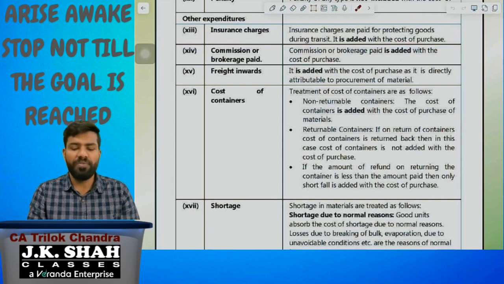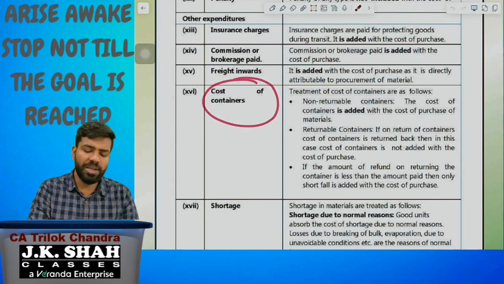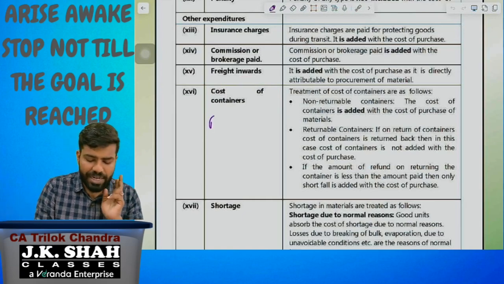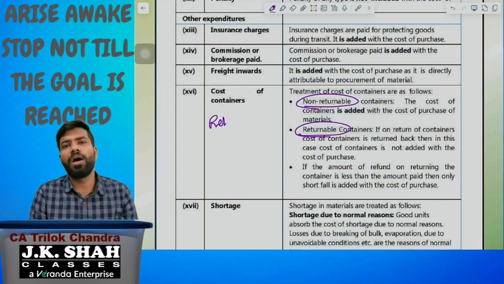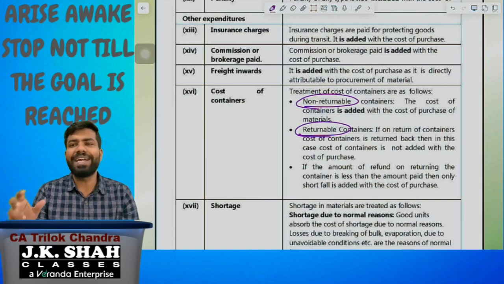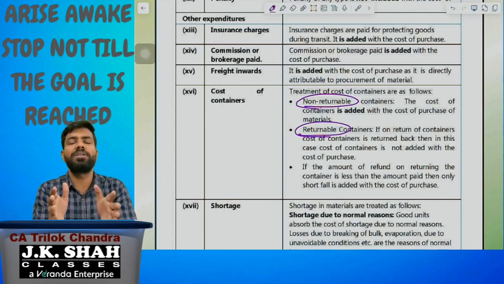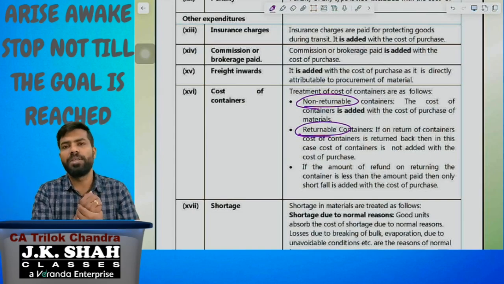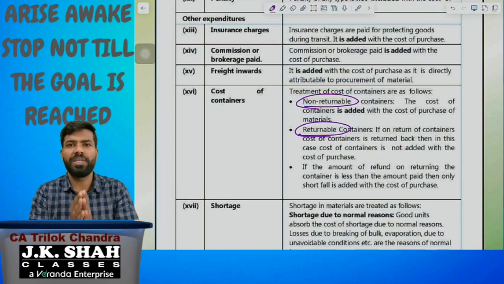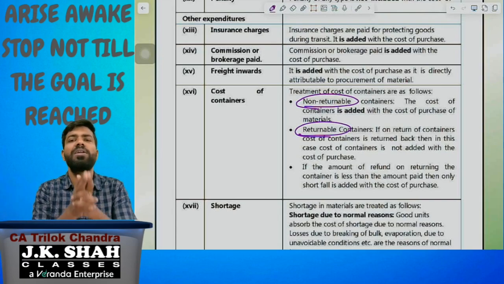We all know about this. When it comes to the cost of containers, this is very important. Let us understand this. Cost of containers are of two types: returnable and non-returnable. What is a container? The boxes used to move the raw material. There will be wooden boxes, iron boxes, cardboard boxes. There are different types of containers. Let us first discuss non-returnable containers.